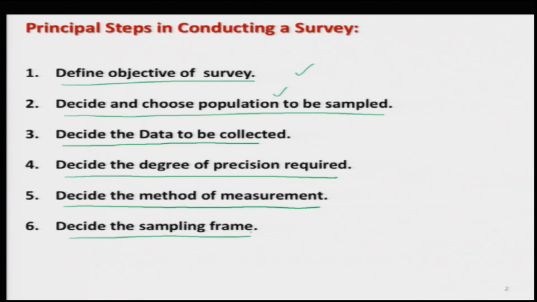Sampling frame means in step number 2 you have already decided what the population is which has to be sampled. Now you would like to identify the sampling units and give them a particular tag, a particular address, so that the same sampling unit is collected in the sample which is drawn by some sampling technique.